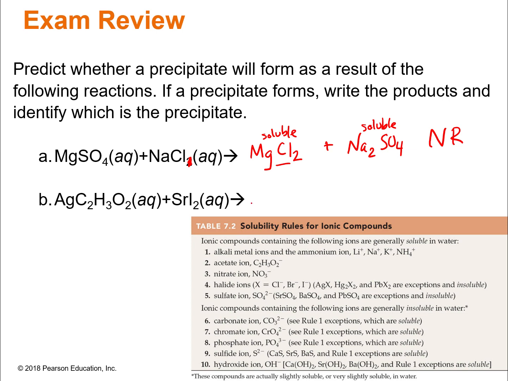For B, if we were to swap ions, the silver would then be paired with the iodide ion, and the strontium would be paired with acetate. Acetates, soluble. Halides are usually soluble, except silver, mercury 1, and lead 2. So for B, you would form a precipitate, and it would be silver iodide. Those questions seem to be a little bit tricky sometimes, so I wanted to start by going over those.